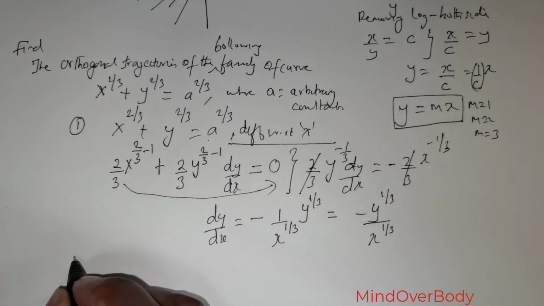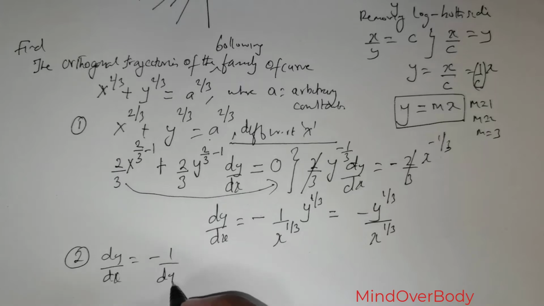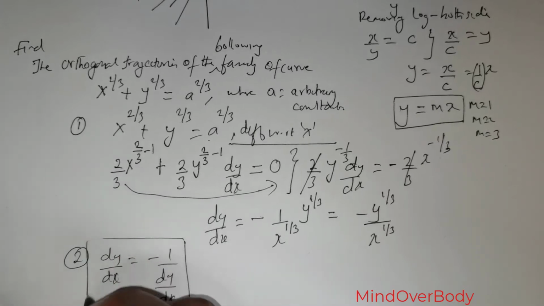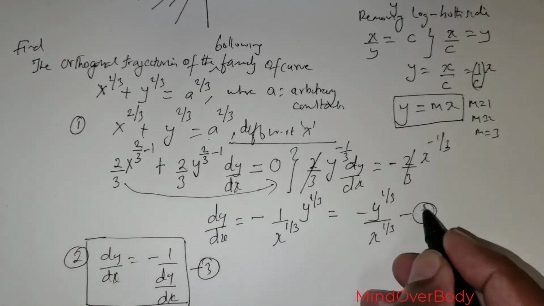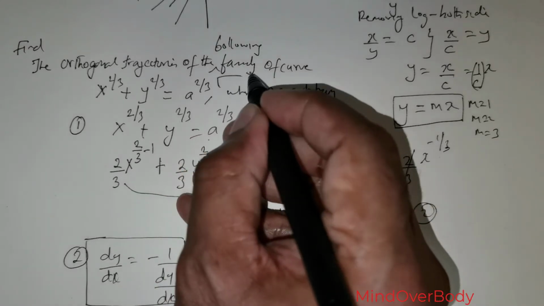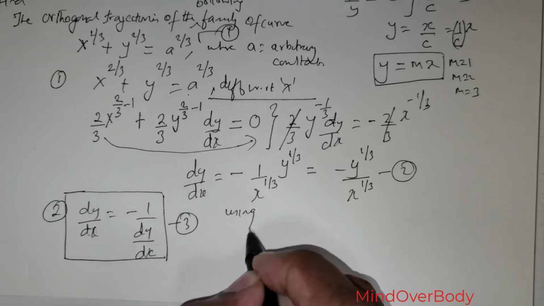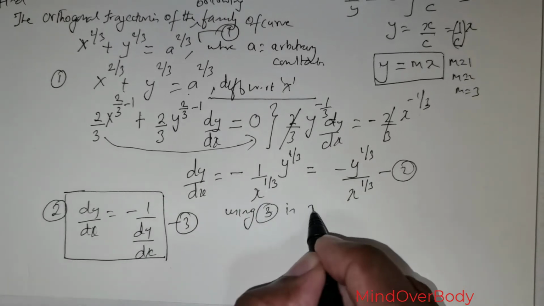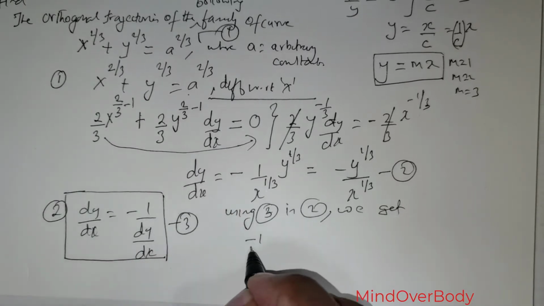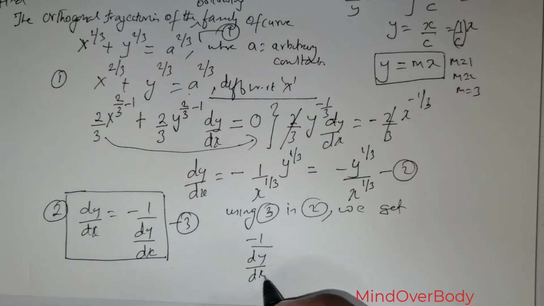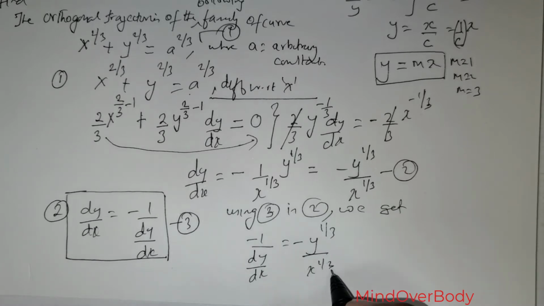Now step number 2, what are we to do? We have to replace dy over dx by negative 1 over dy over dx. This is the replacement we'll have to do. So what I will do is I will take this as 3, I'm going to take this as 2, probably the given system as 1. So we can simply state that using 3 we get dy over dx is negative 1 over dy over dx is equal to negative y raised to the power of 1 over 3 divided by x raised to the power of 1 over 3.